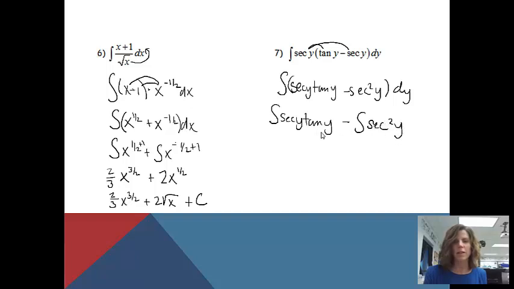Okay, and then from here, if you know your rules, this is a really simple problem. What would the antiderivative of secant y tangent y be? It would be secant y, and then minus the antiderivative of secant squared y would be tangent y plus c. And again, you could always just check this. I know that the derivative of secant y was this, the derivative of tangent y was this, so we would be all set.